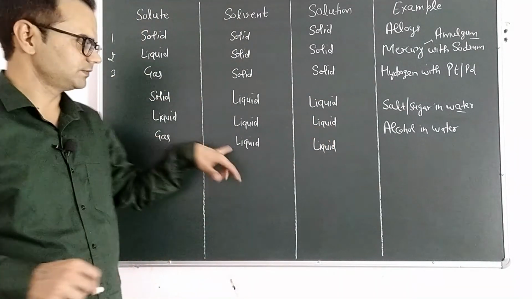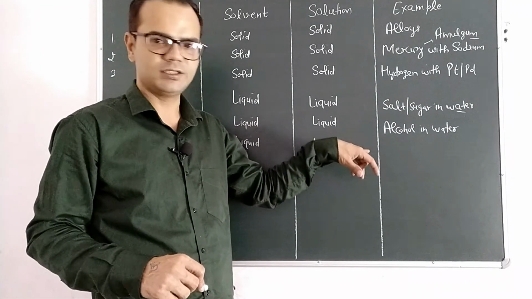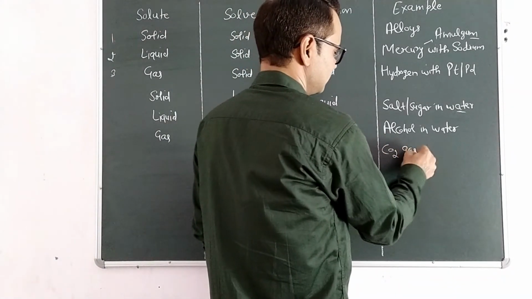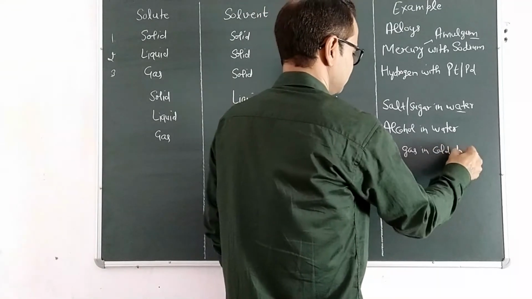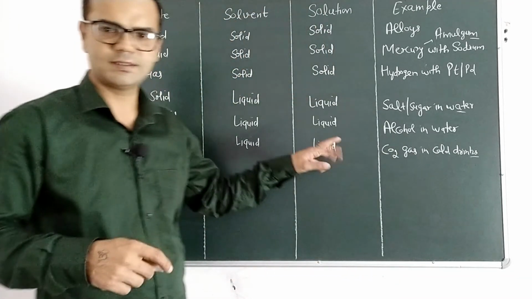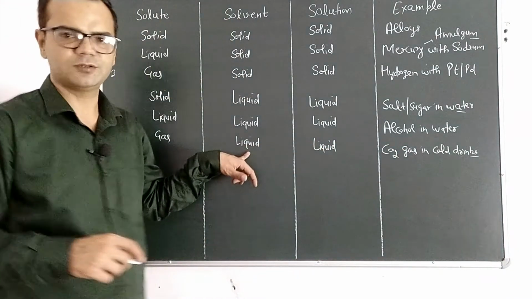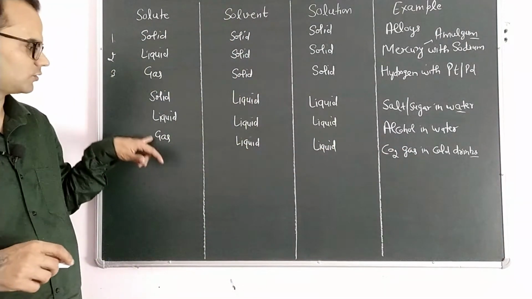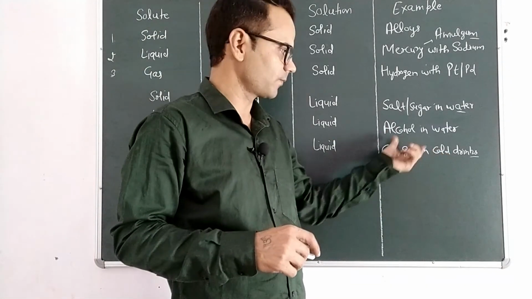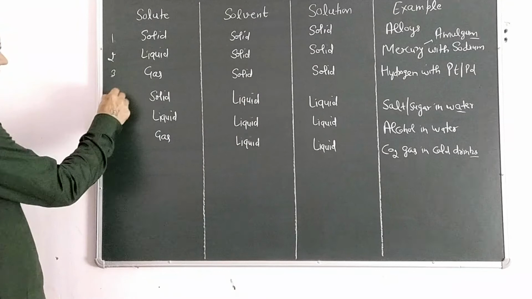Next example is gas in a liquid. The perfect example is CO2 gas dissolved in cold drinks, or we can say oxygen is dissolved in water. Water is a liquid, but oxygen is a gas. So solution of gas in liquid, we will get liquid. Example is CO2 gas in cold drinks, or oxygen gas dissolved in water. So here we have three more solutions, solution number 4, 5 and 6.